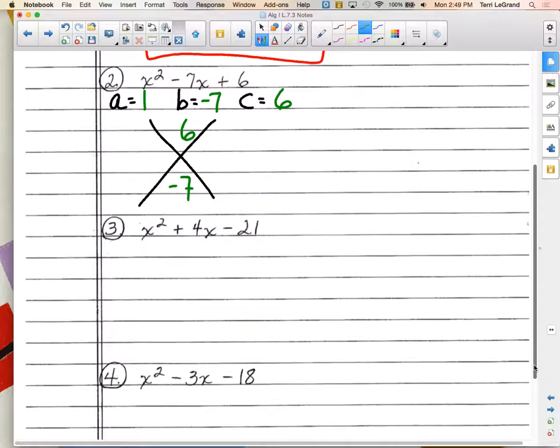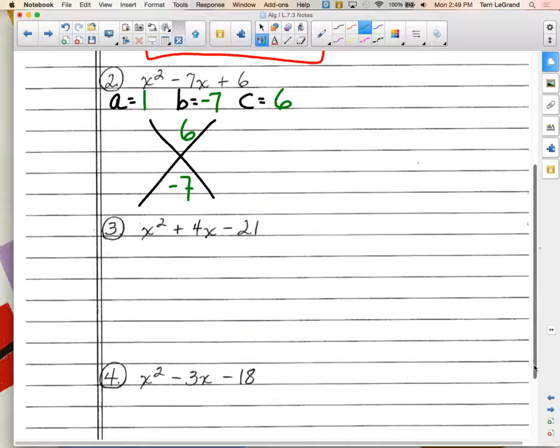Can anybody tell me what absolutely has to be true about those two numbers? Don't tell me what the numbers are, just tell me something that has to be true about them. They both have to be negative. Why? Because you have a negative 7. Okay, well, I can add a positive and a negative, though, and get a negative. But it's a positive c, so a negative times a negative is a positive. Okay, so they're both going to have to be negative.